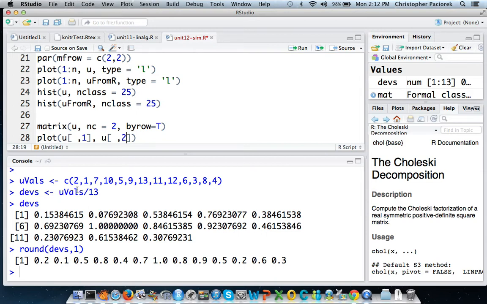So there are only going to be 13 or so values in here. So if we actually wanted to generate the random uniforms from this, well, then we just divide by 13, and that gives me these things I'm calling the deviates. And we can see what those values are.